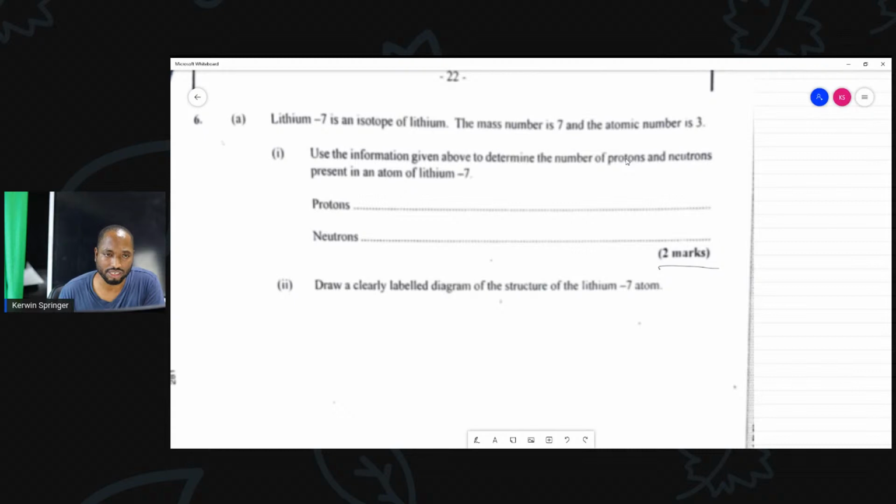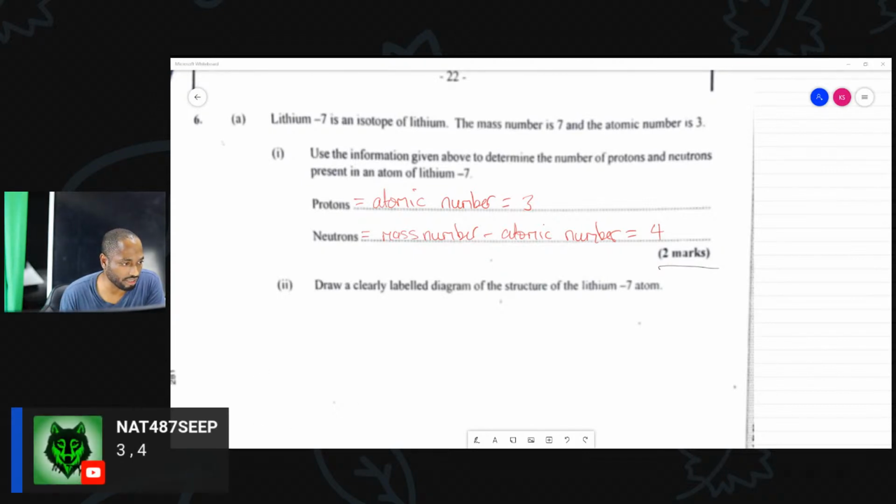The mass number is 7, atomic number is 3, so the number of protons is equal to the atomic number, which is equal to 3. The number of neutrons is equal to the mass number minus the atomic number. So the mass number 7 minus 3 is 4. So 3 protons and 4 neutrons.